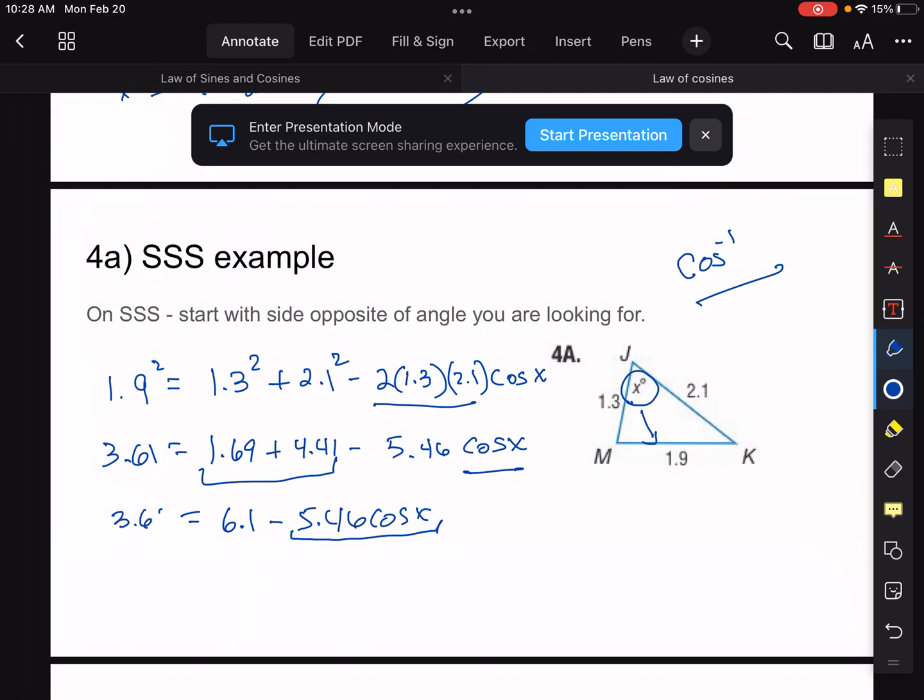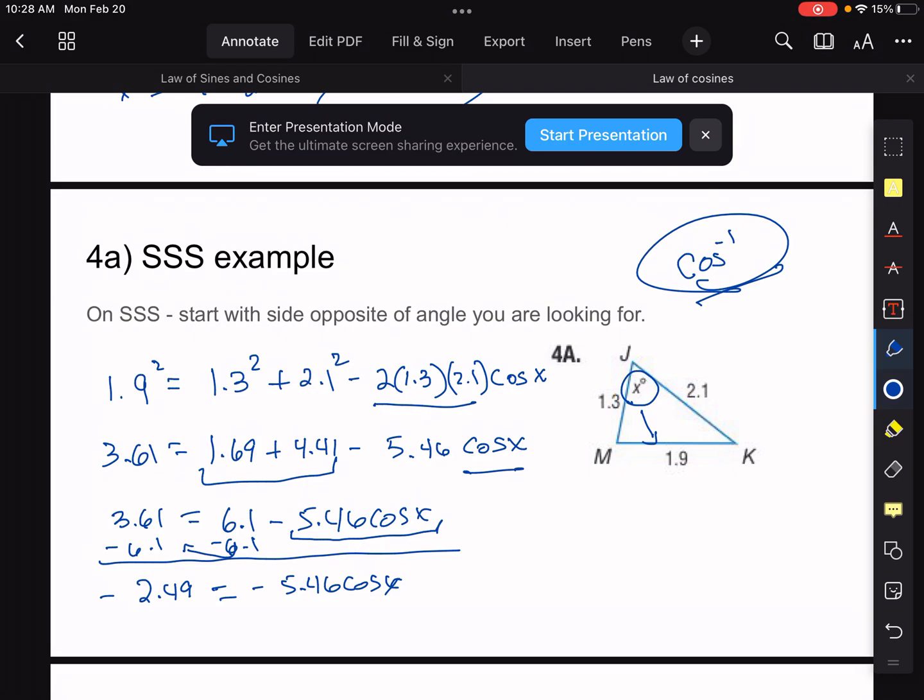It is equal to 3.61. Let's move this guy over by subtracting. If I take 3.61 and subtract the 6.1, we end up with negative 2.49. Again, I just subtracted 6.1 from both sides. And that would equal negative 5.46 cosine of x. Again, I'm trying to get cosine of x by itself, so I can take the inverse, right? So let's divide both sides by negative 5.46.